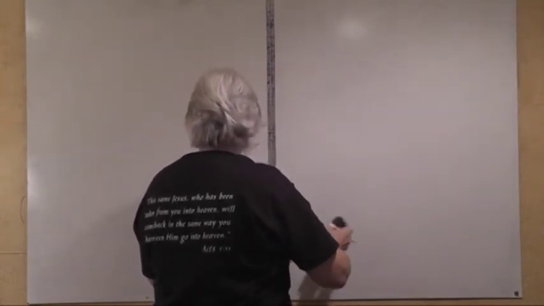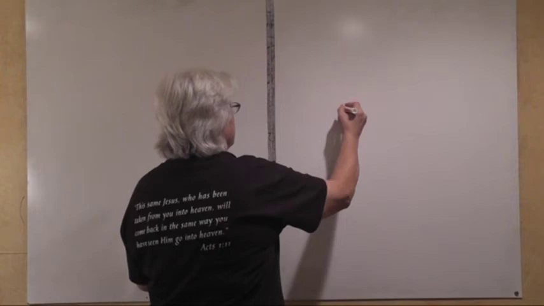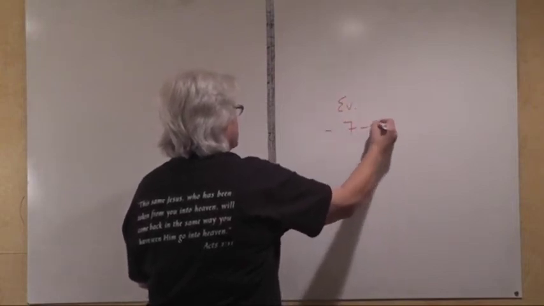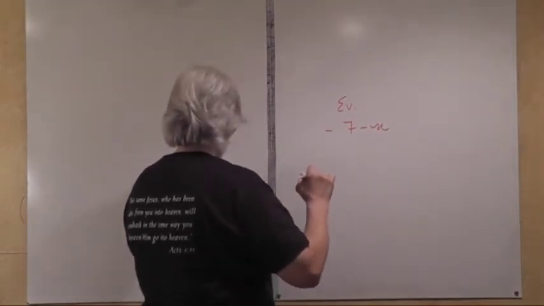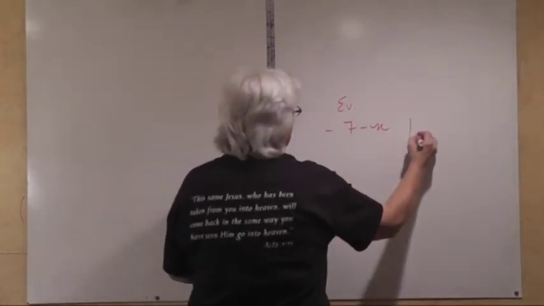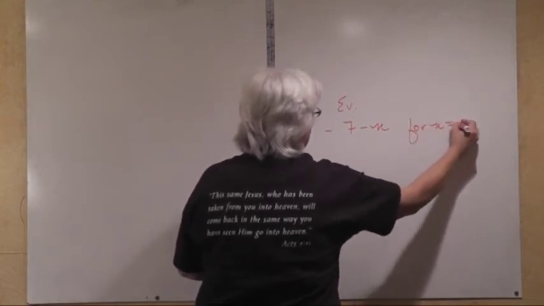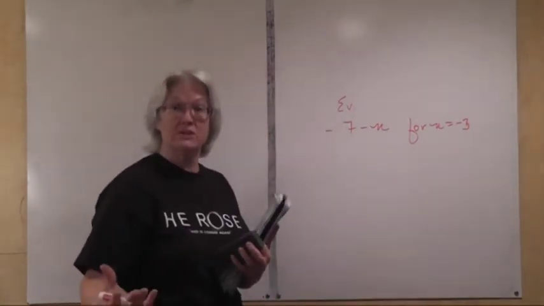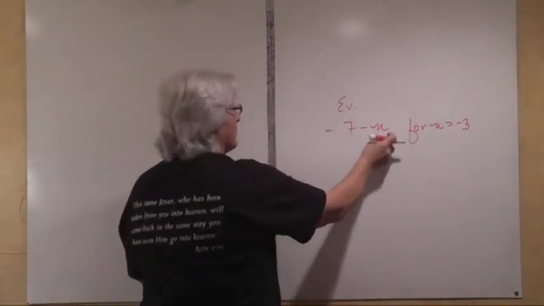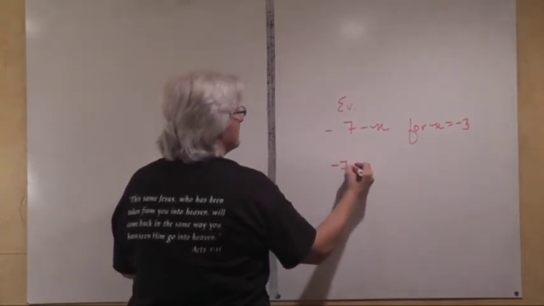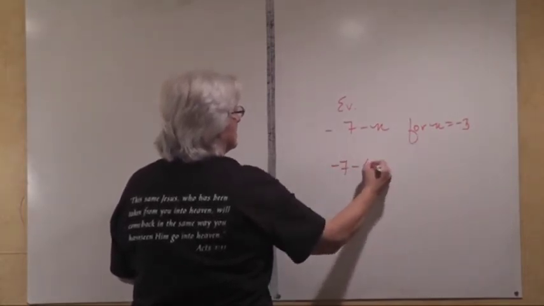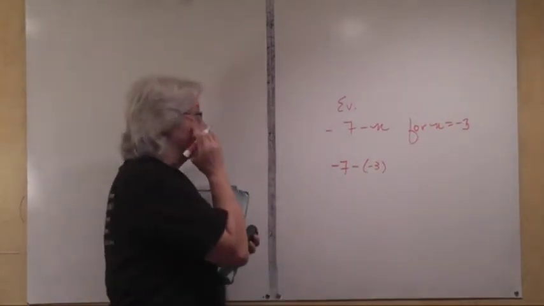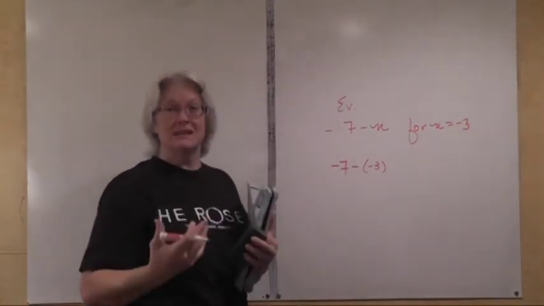Now, let's say that we're going to evaluate negative 7 minus n for n equals a negative 3. What do we do? We just substitute the negative 3 for the variable. We have negative 7 minus negative 3. Make sure that you're using your parentheses, that you're careful to substitute in exactly what it's telling you to.